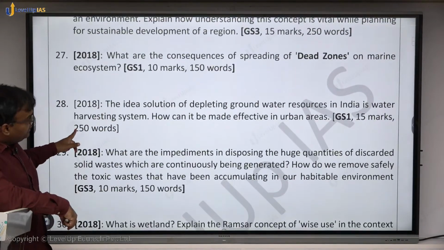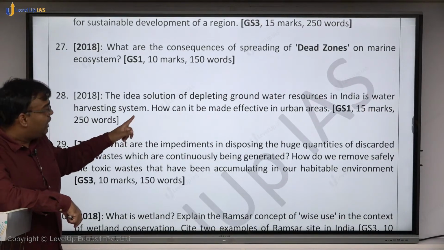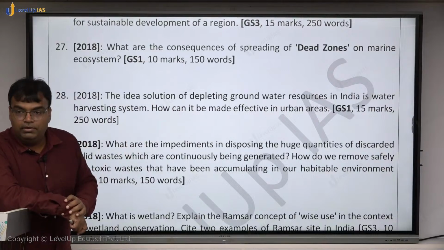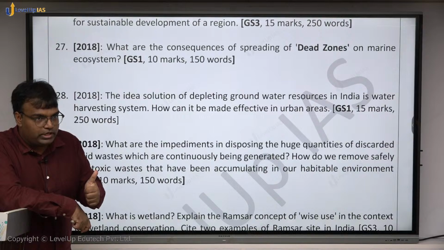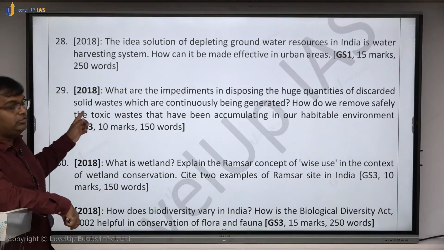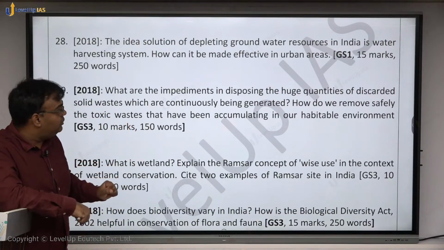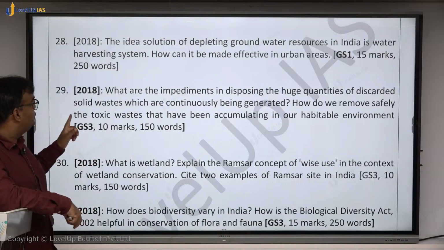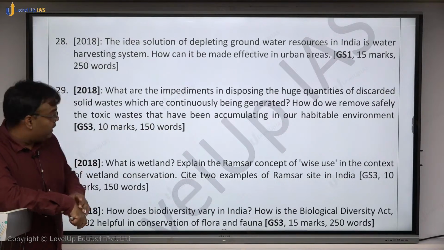The ideal solution of depleting groundwater resource in India is water harvesting system. How can it be made effective in urban areas? Water conservation पे water से related फिर question आया. What are the impediments of disposing huge quantities of discarded solid waste management, another standard topic. How do we remove safely the toxic waste that have been accumulating in habitable environment?